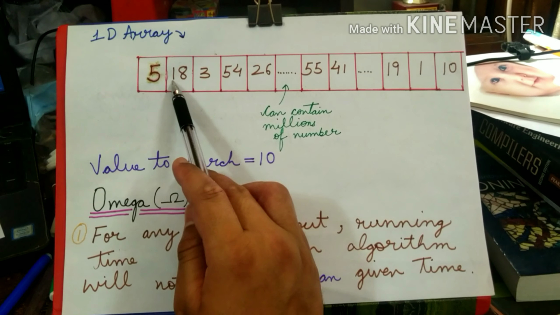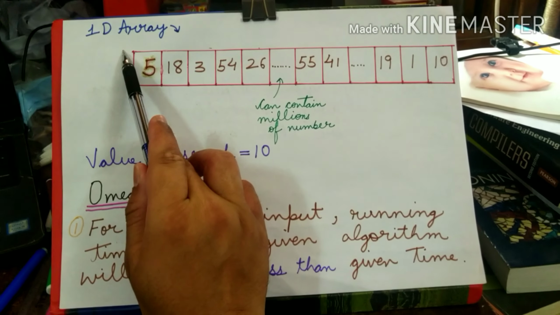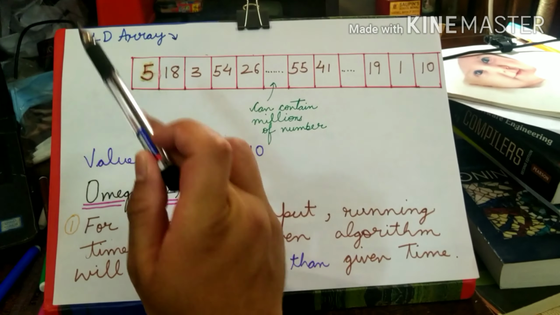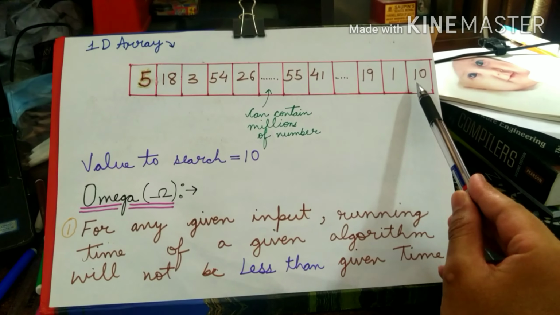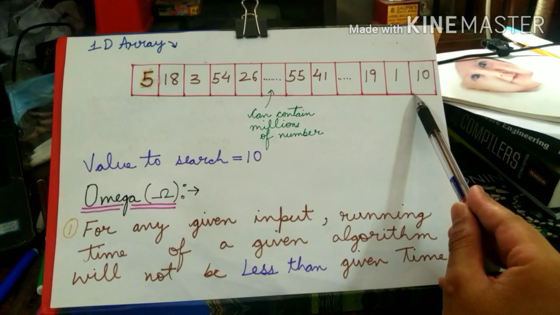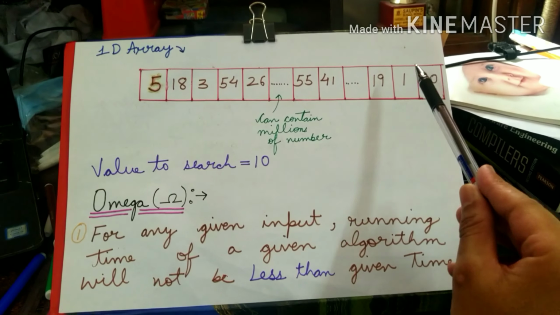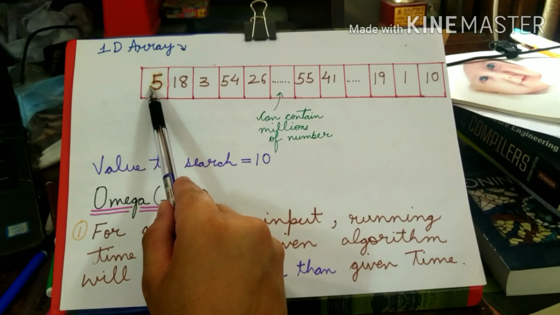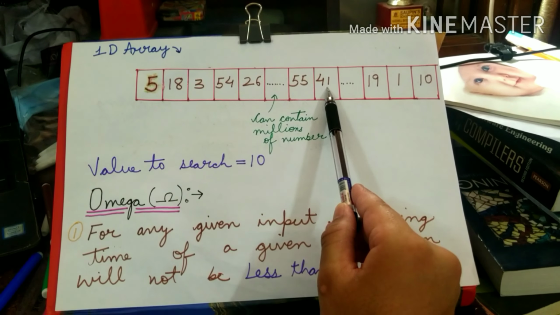Hello guys, today we will understand notations in depth. Let us consider a one-dimensional array. Okay, so basically this is an array. What is an array? An array contains data, elements of similar data type. This is an array: 5, 18, 3, 54, 26, 55, 41, 19, 110.